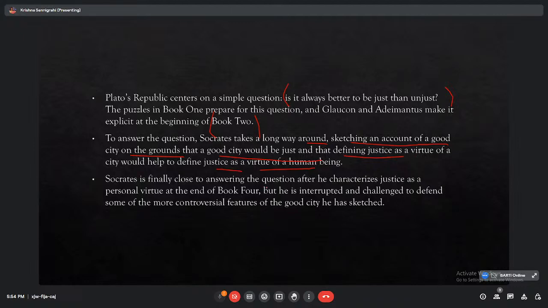Socrates is finally close to answering the question after he characterizes justice as a personal virtue at the end of Book 4. So, as you are reading about it, and if possible, please read the actual text of it. If not, then read the summary of these books and how each book has its own concern. So, Book 1, Book 2, and then we come to Book 4. So, he challenges and defends some of the more controversial features of the good city he has sketched. You have to remember that this city has been sketched.